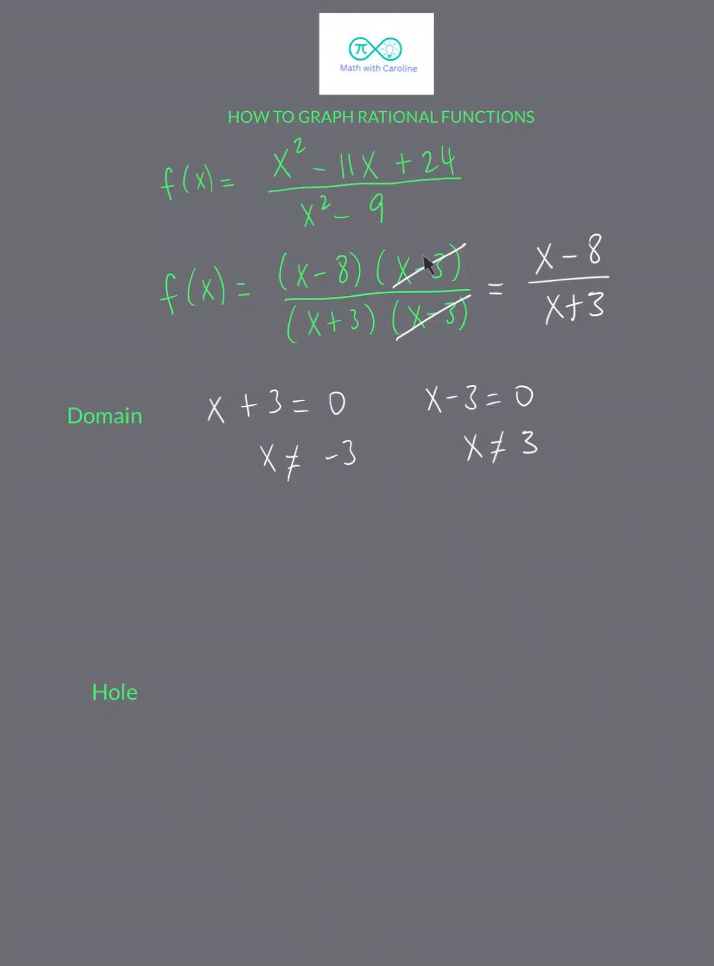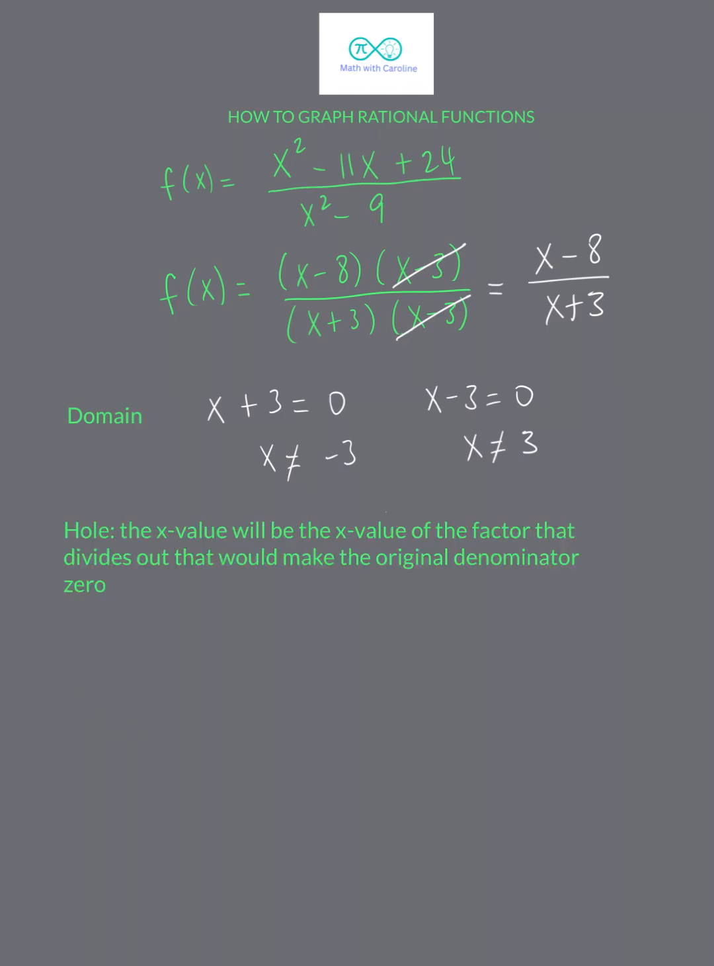Now, even though this factor divides out, you still have this restriction for your domain that x cannot equal this 3, because it would make the original function 0 in the denominator. Therefore, it creates a hole in the graph there. So the x value of the hole is the x value of the factor that divides out that would make the original denominator 0. So the x value of our hole in this case is x equals 3.